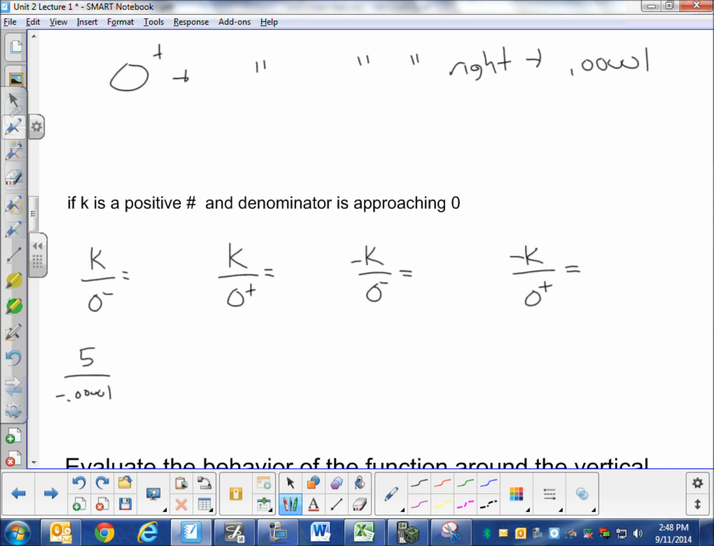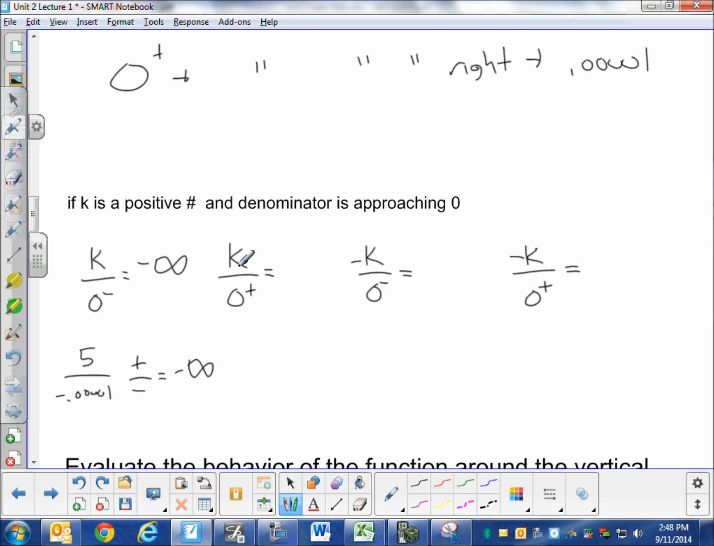something like this, what do I get, Mr. Fig? Yeah, something really big and negative. Just a value divided by something infinitely small will be something infinitely big, but since it's a positive divided by a negative, it'll be a negative. We'll say this is approaching negative infinity.